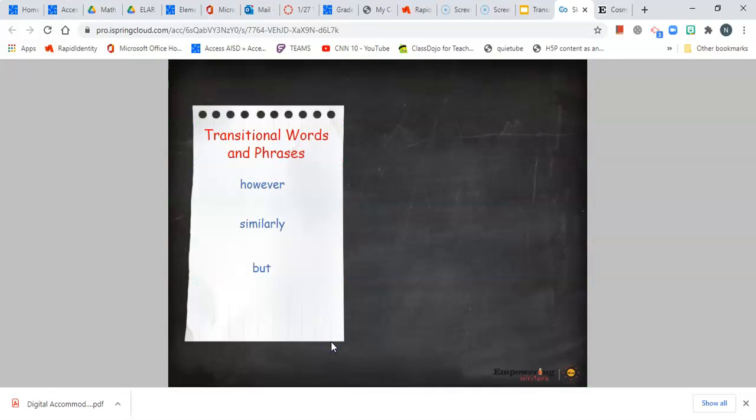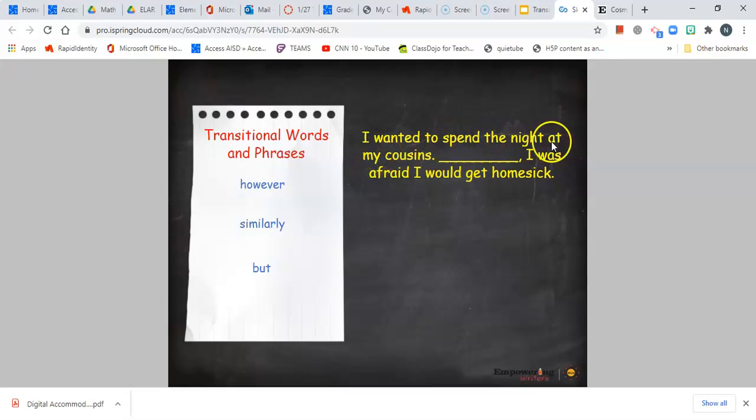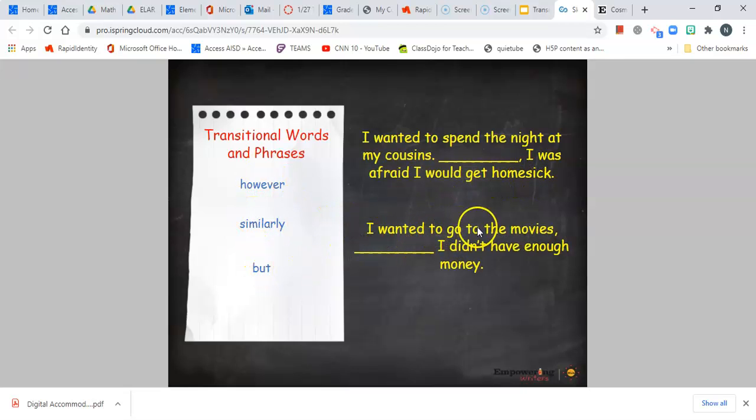Oh, here's some examples. Transitional words and phrases. Here's however, similarly, but. I wanted to spend the night at my cousin's. Blank, I was afraid I would get homesick. I just read that one to you, so you should know which one would go there. I wanted to go to the movies. Blank, I didn't have enough money. Jacob loves soccer. Blank, his sister enjoys soccer too.